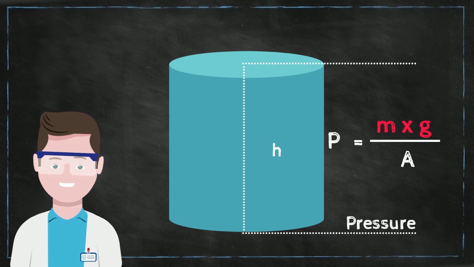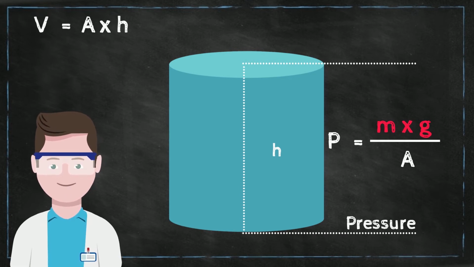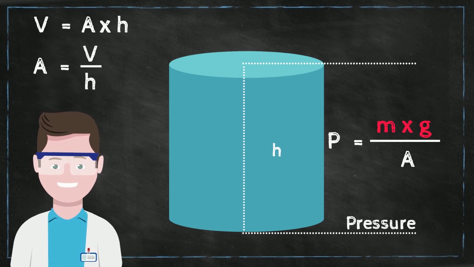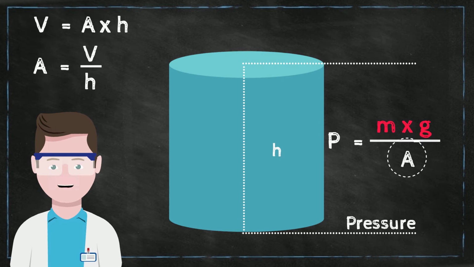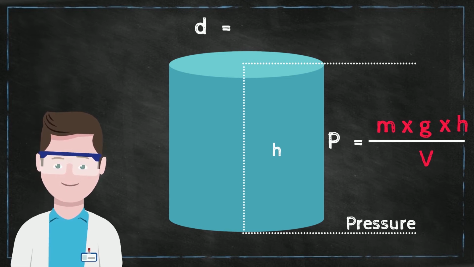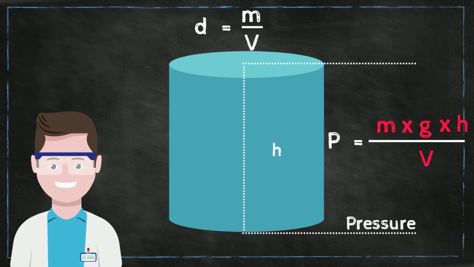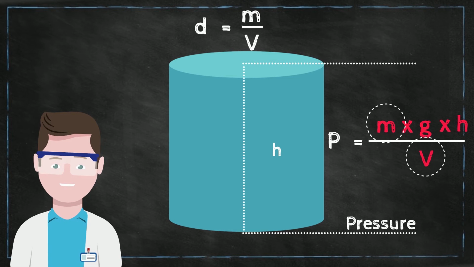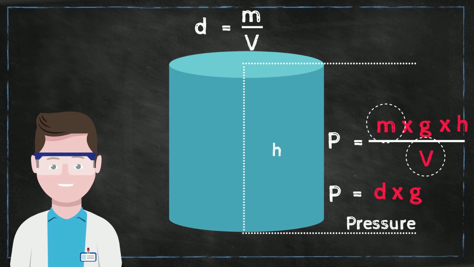From mathematics, we know that the volume of a cylinder is equal to the area of the base times the height. We can isolate the area, and we will have area equals the volume divided by the height. We will now replace in the original equation, and then we will have pressure. Another well-known equation is the definition of density, which is the mass of the matter divided by its volume. Note that we have this term in the equation of pressure, so we can say that the pressure of a liquid column can be understood as the density of the fluid, times gravity, times the height of the liquid inside the cylinder. Easy, right?